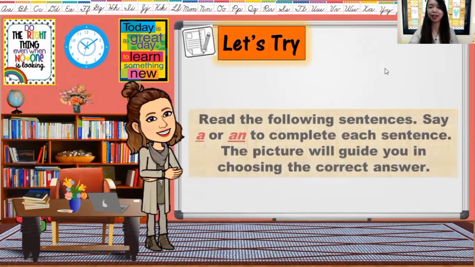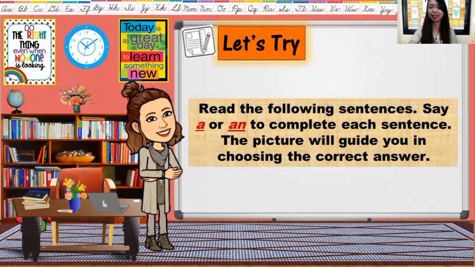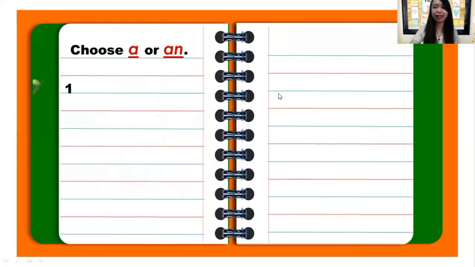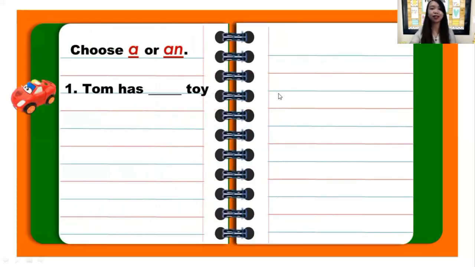Now let's try this one. Say a or an to complete each sentence. And the picture will guide you in choosing the correct answers. Now let's start with our first activity. Okay, for number one, it says here, Tom has blank toy in his bag. Any guess? What could be the answer? Is it a or an? Okay, the correct answer is a. Okay, very good.